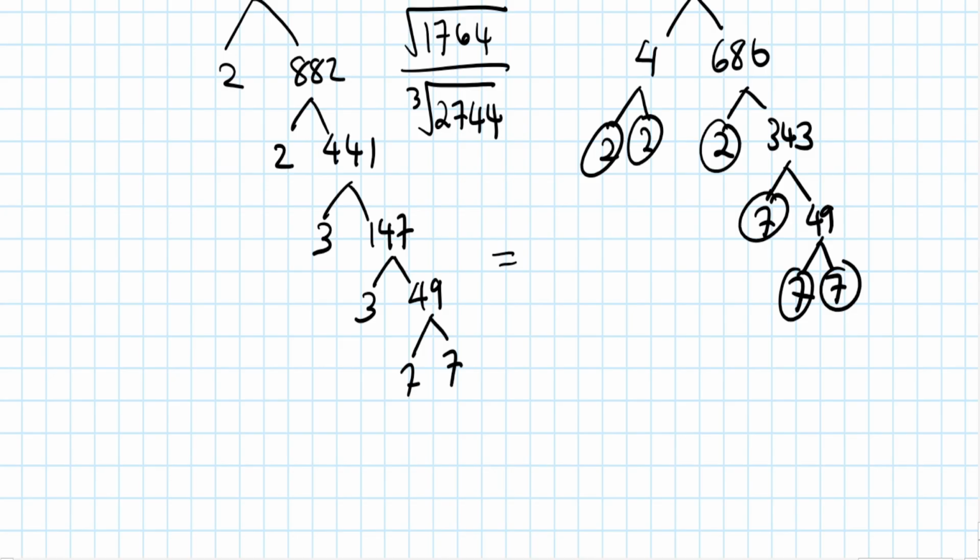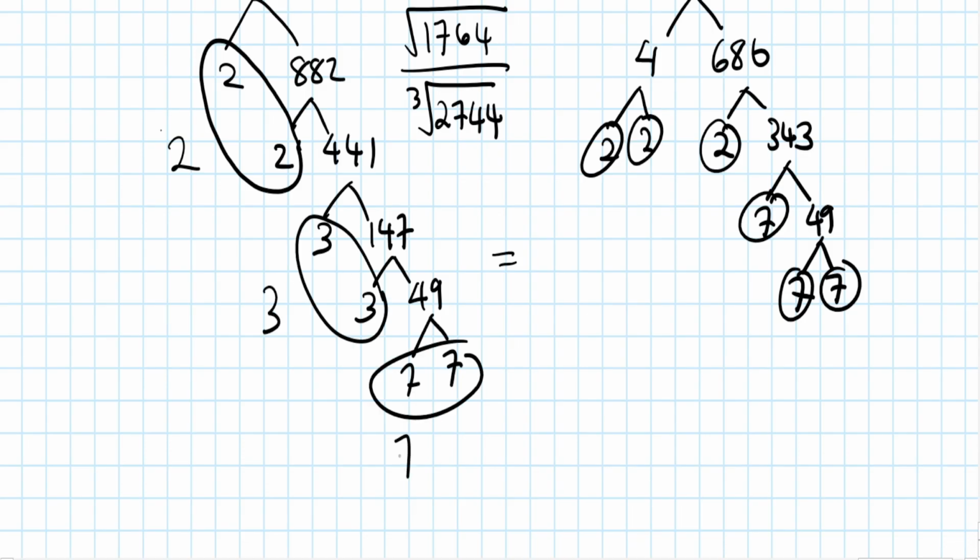Now this one, in square root, you just take the pairs of 2. So in this case, instead of writing 2 2's, you'll just write 1 2, 1 3, and 1 7. So the square root of 1764 is just 2 times 3 times 7. So the answer for that is this one.